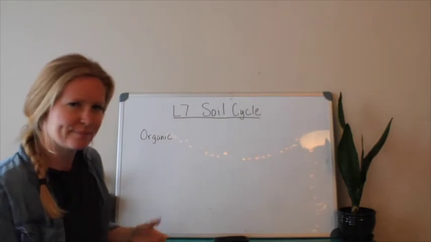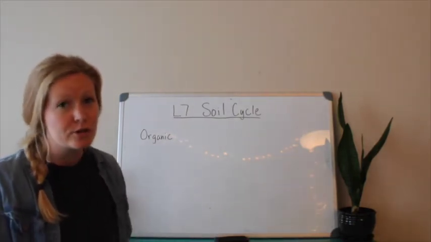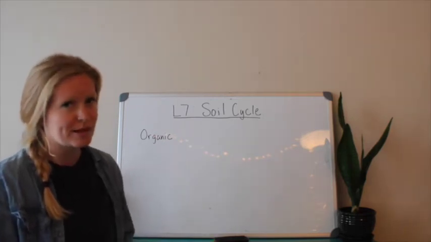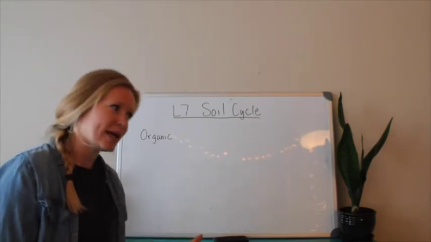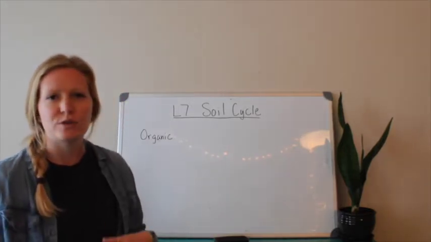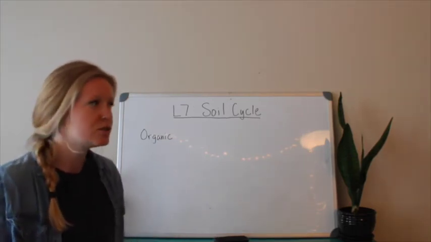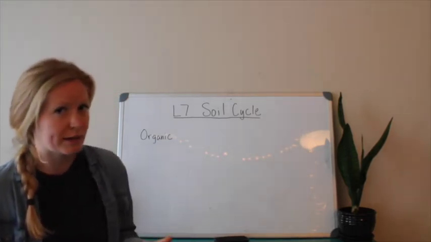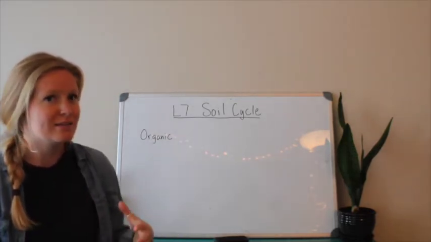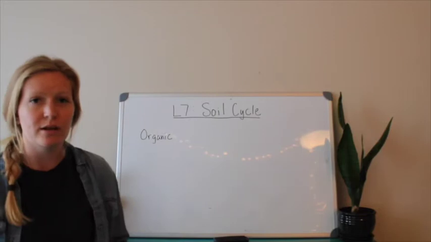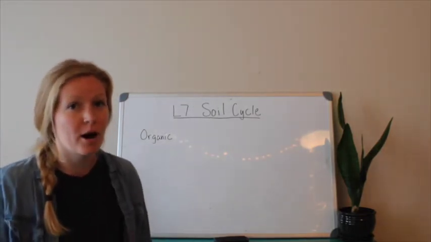organic. You guys have probably heard the word organic before, especially if you've ever been to the grocery store, in the produce department. Oftentimes there's an organic section, and that kind of organic means that those produce items were grown without chemicals. That's all well and good, but today we're talking about a slightly different kind of organic. In science, when we're talking about soil, organic means anything that is or was alive or part of a living thing.